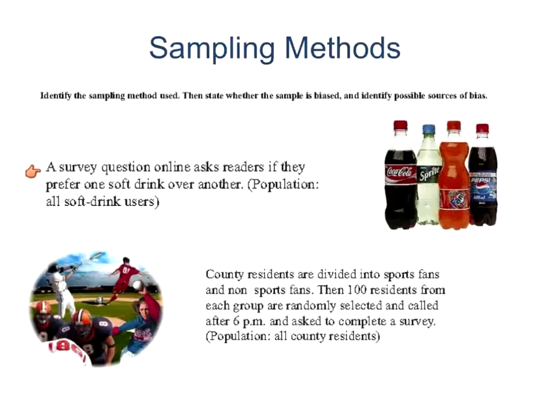Okay, so here's a couple sampling methods. A survey question online asks readers if they prefer one soft drink over another. My population is all soft drink users. There are two things this is asking me to do. First, identify which sampling method it is based on page 512. Then I need to state whether it's biased or not biased and identify possible sources of bias. So let me help you with the first one. A survey question online asks readers if they prefer one soft drink over another. You guys want to take a guess?